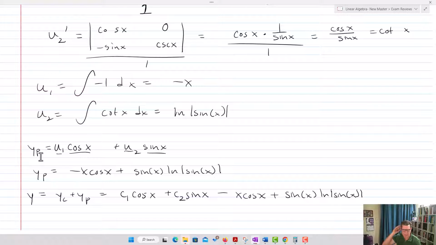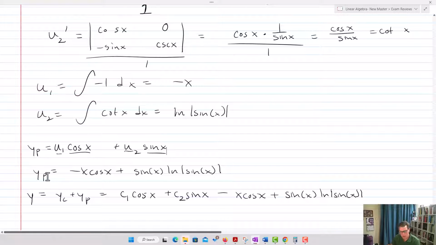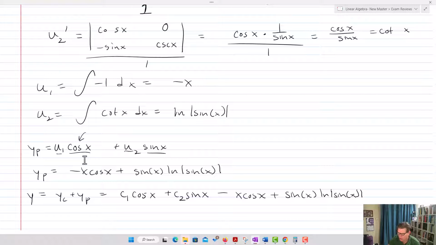Okay, that's going to be the solution. And so my particular solution in this case is negative x cosine x plus sine x natural log of sine x. By the way, these are the solutions to my homogeneous part. They happen to be cosine x and sine x in this case.